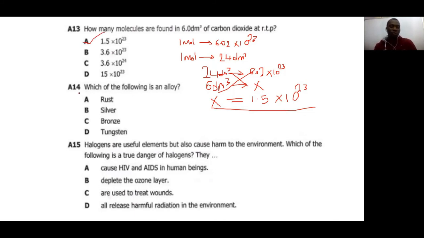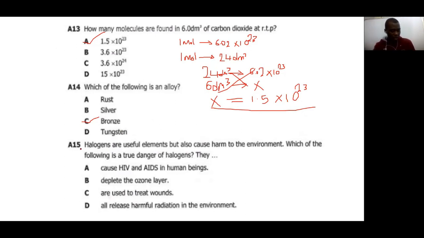Okay. A14, which of the following is an alloy? Now we just need to be overruling these things. Rust is simply a brown substance that is formed when iron reacts with the oxygen in moisture conditions, so it cannot be an alloy. Then silver is definitely a pure metal, okay? Tungsten is also a pure metal. So our best answer here is bronze. So bronze is definitely an alloy. Now, an alloy is a mixture of two or more metals, or even in rare cases, some non-metals. The purpose of alloying, mixing metals together, is to improve their strength and other qualities.